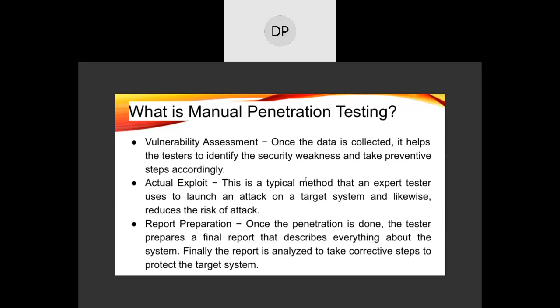Then we do vulnerability assessment. Once the data is collected, it helps the tester to identify the security weaknesses and take preventive steps accordingly. Then there is the actual exploit step. This is a typical method that an exploit tester uses to launch an attack on a target system, and likewise reduces the risk. Then there is the reporting of the penetration. Once the penetration is done, the tester prepares a final report that describes everything about the system. Finally, the report is analyzed to take corrective steps to protect the target system.